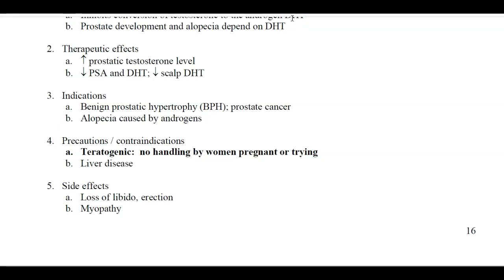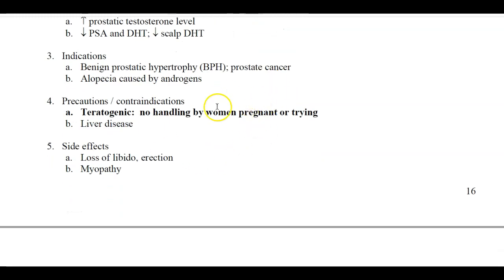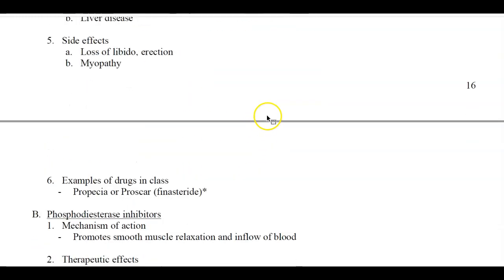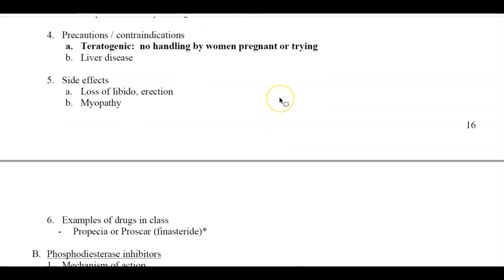So a pregnant woman or somebody who's trying to be pregnant shouldn't be handling this medication. In addition to that, another precaution or contraindication is liver disease. Some side effects include loss of libido, erection problems, and myopathy. Examples of drugs in this class that you have to remember is finasteride, and it goes under the brand name Propecia or Proscar. So finasteride is a drug that you have to remember.